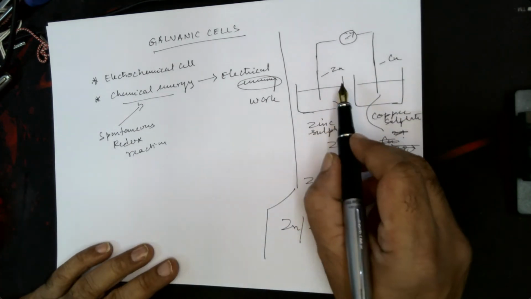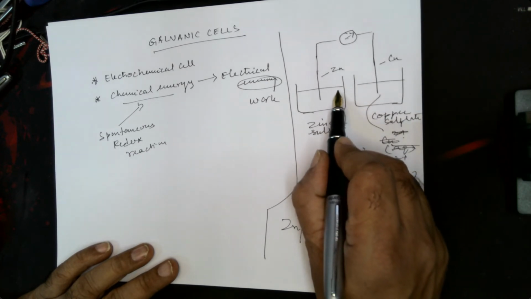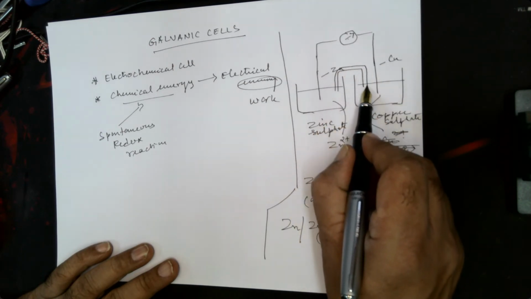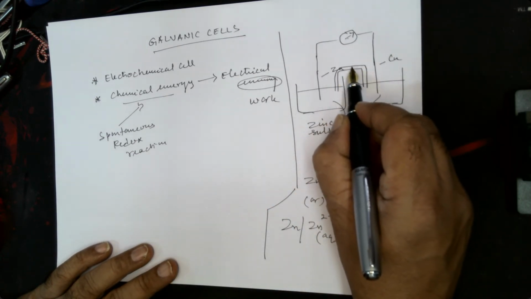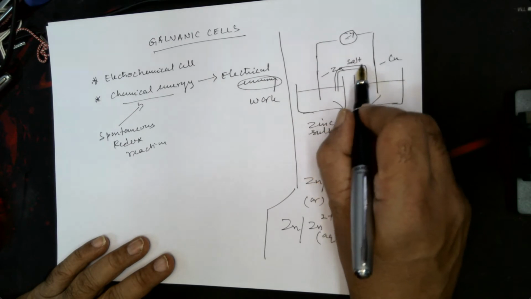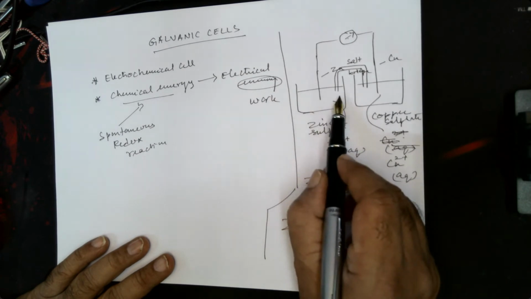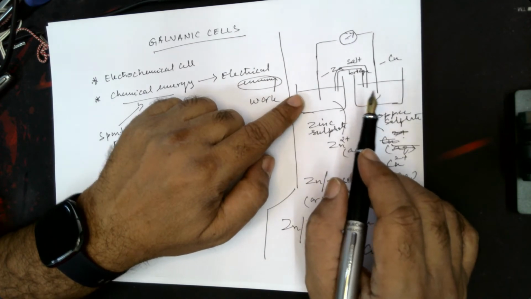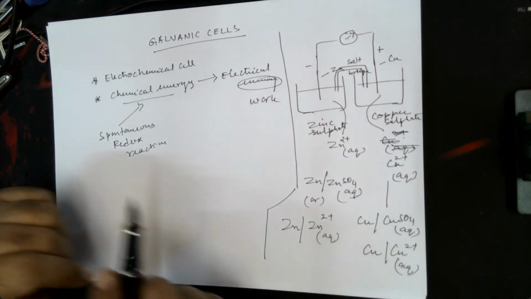And more interestingly, we cannot just like that get the current without introducing this salt bridge. So this is called salt bridge. It's a kind of U-tube arrangement where we kept KCl in agar-agar solution. So this is called salt bridge. And this is the zinc 2 plus with negative electrode, and this is positive electrode.